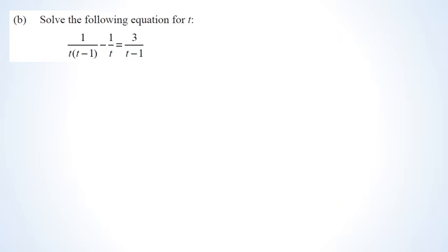So what I'm recommending is that we convert this denominator t to t times t minus 1, and this denominator t minus 1 multiplied by t. So basically, do something like this. So you've got 1 over t times t minus 1 minus 1 over t equals 3 over t minus 1. Remember I said I would like to make the denominator t times t minus 1. So in this case, I'm going to multiply the denominator by t minus 1, but I've also got to multiply the numerator by t minus 1. And as for the next case, I've got to multiply the denominator by t and the numerator also by t.